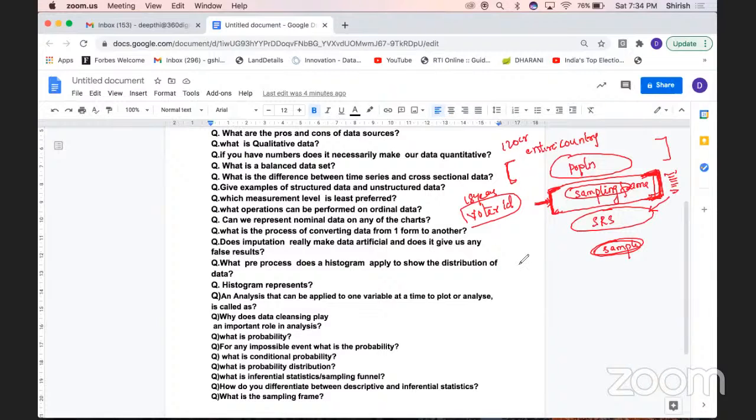Now, sampling. What is the sampling here now? How many types of sampling are there? We have applied some condition, we got the people who have a voter ID and who have crossed 18 years. Right, now what will we do?